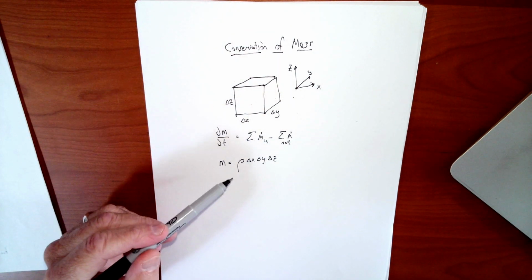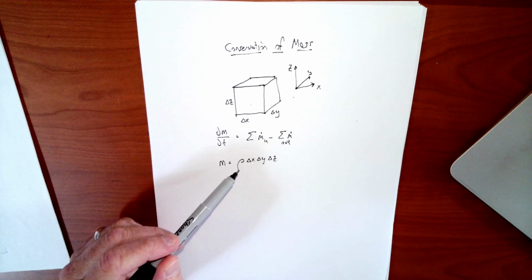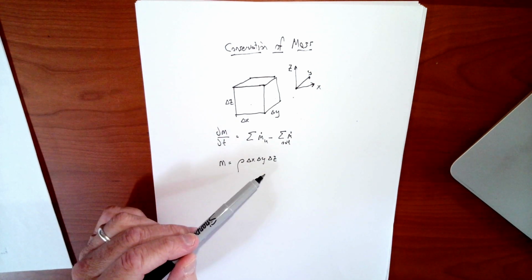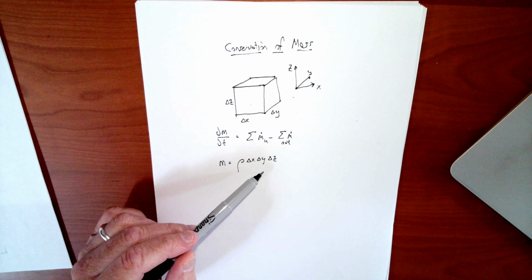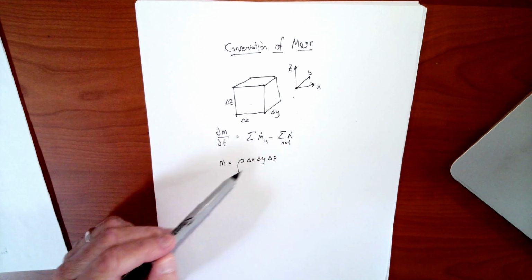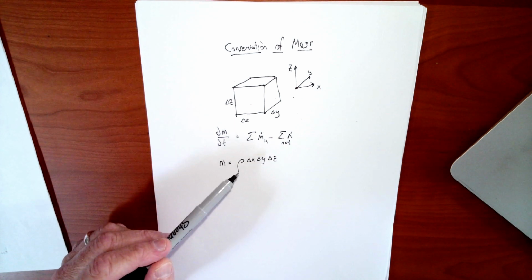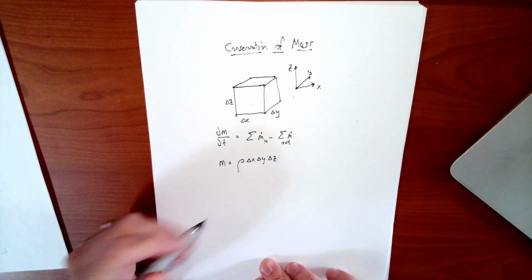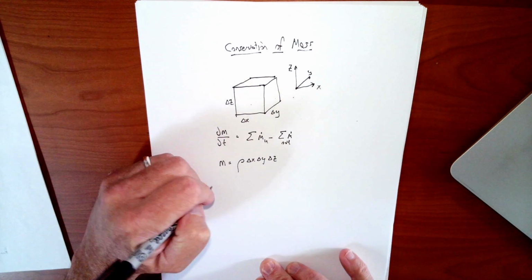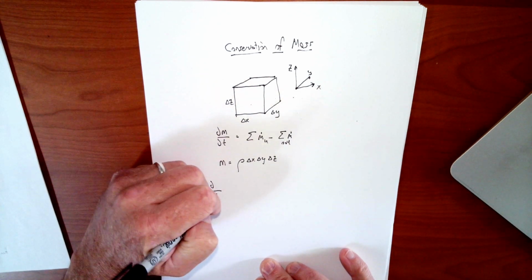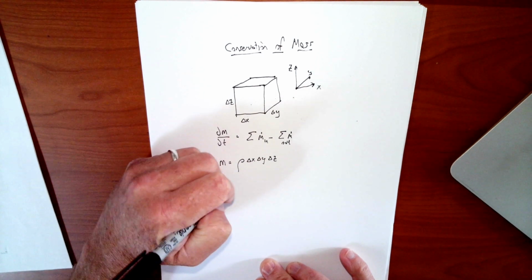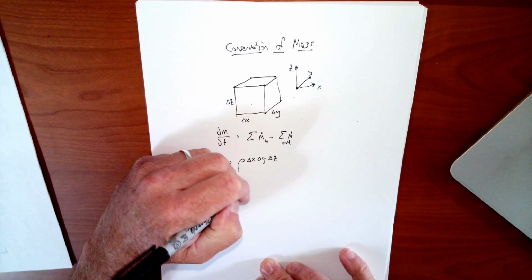The amount of mass in the box can be represented by the density times the box's volume. So delta x, delta y, delta z is the volume of that little tiny box, and of course, the density there is rho. We plug that into our equation. So we have d by dt of rho, delta x, delta y, and delta z.